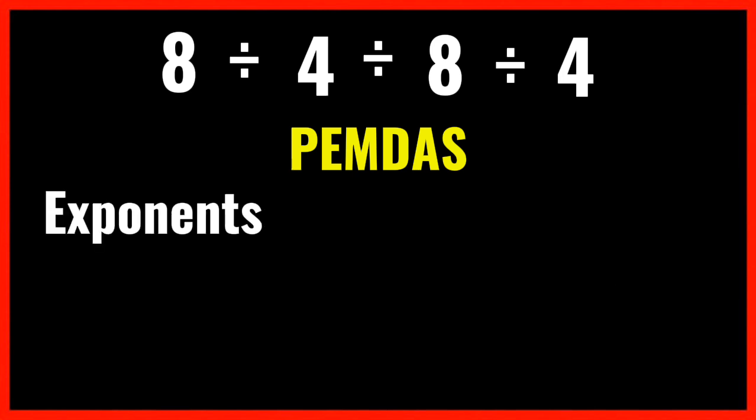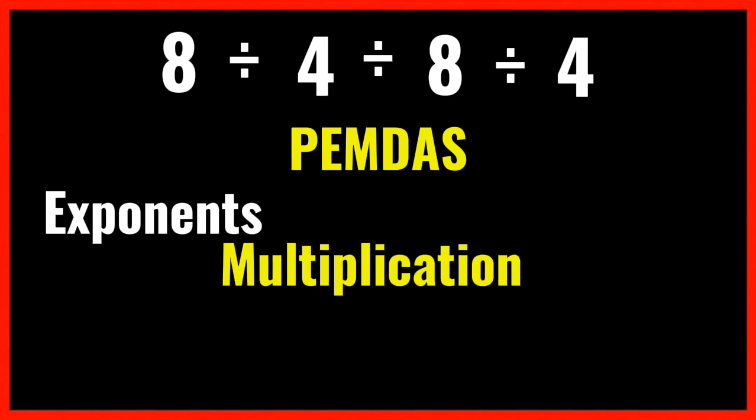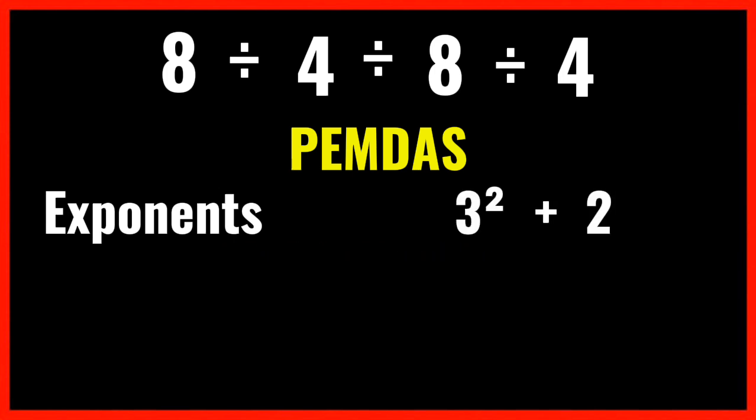Next, exponents. These mean repeated multiplication. For example, 3² + 2. 3 squared means 3 × 3, which equals 9. Then 9 + 2 equals 11.